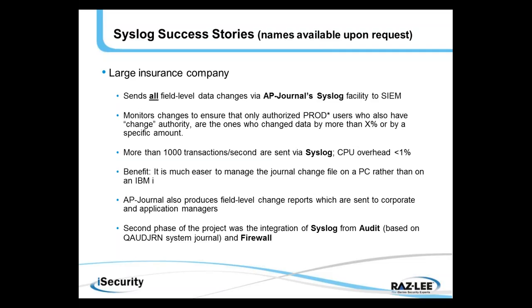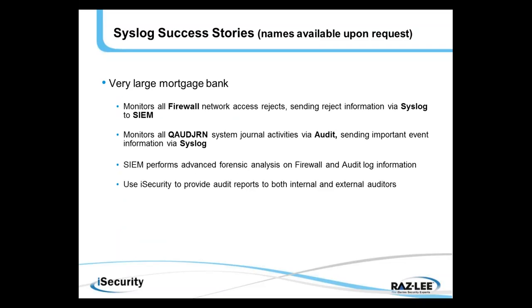They've found that one of the benefits is that it's much easier to manage the journal change file on a PC rather than on an IBM i. The reports, which are produced by AP Journal, are sent to corporate management, etc. And after sending the messages from AP Journal, they also implemented support in audit and in firewall.